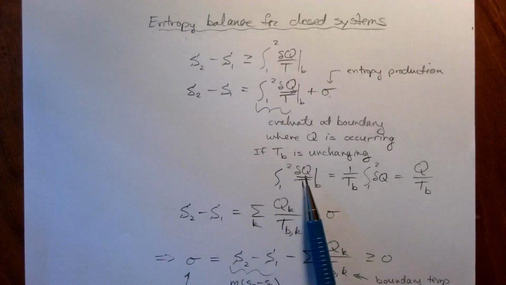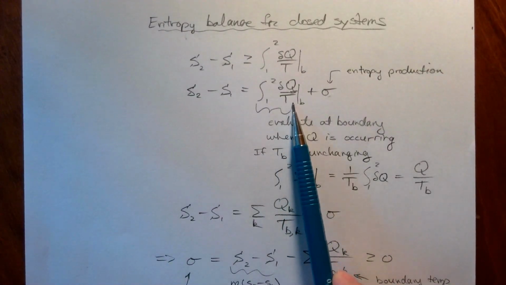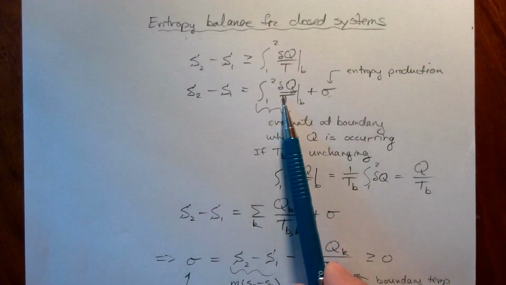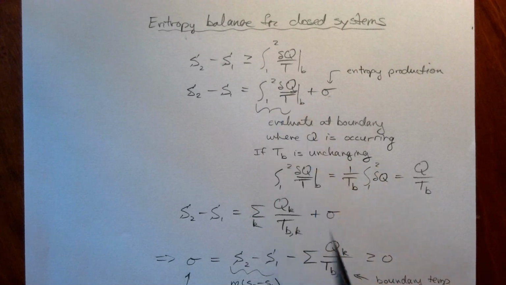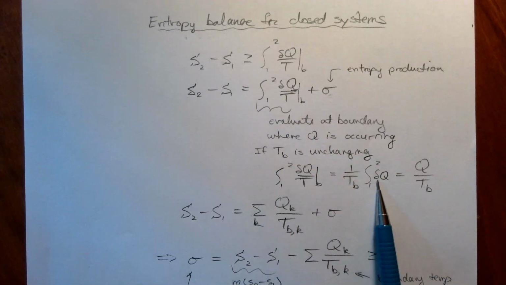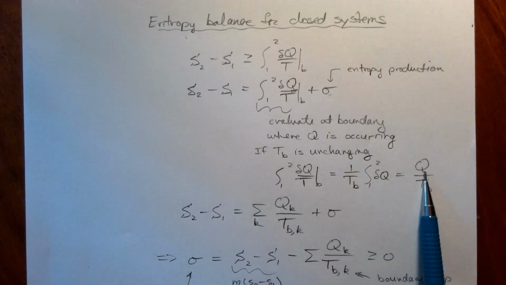It can be kind of tricky to evaluate this term. However, if the boundary temperature is not changing, if that's a constant, then that comes outside this integral, and you integrate dQ, and you just get Q. So that term can be replaced with Q over the temperature of the boundary.